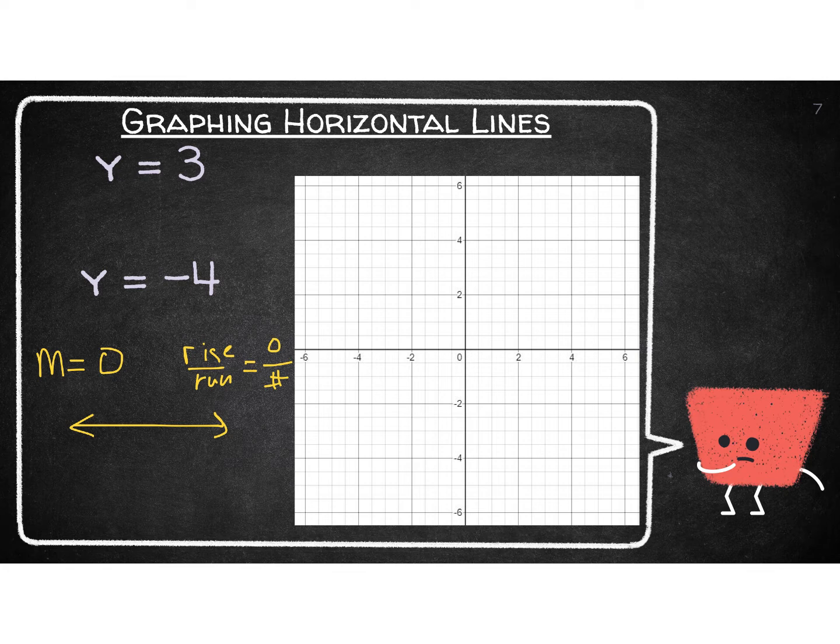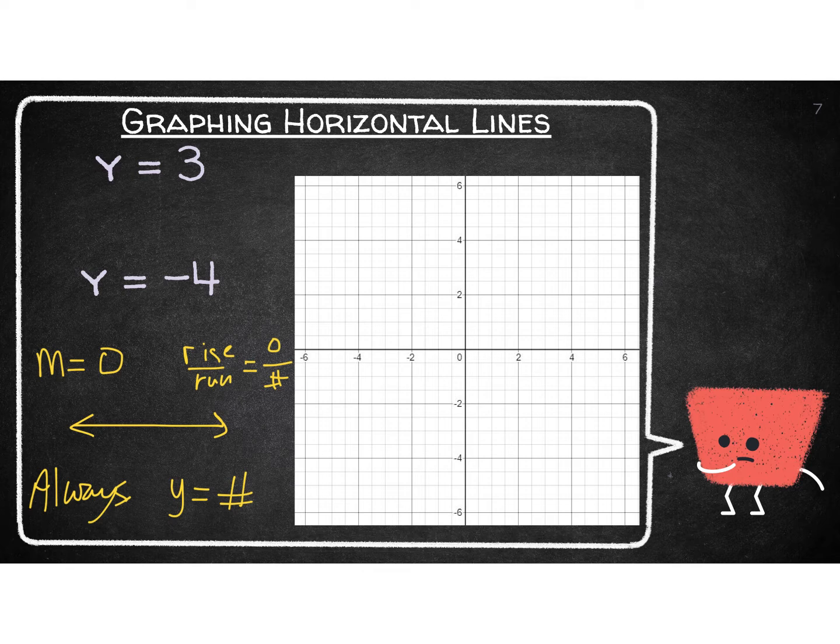Horizontal lines always have an equation of y equals a number, and there's no x. There's going to be no x involved because it's going to be like saying 0x if we were thinking about slope-intercept form. So it's always going to be a y equals a number.